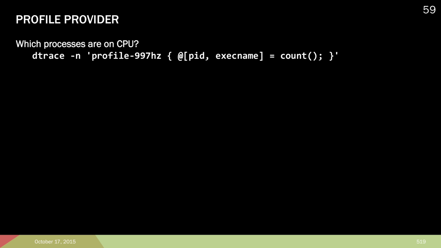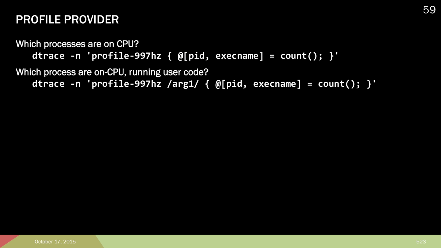What processes are on CPU? Profiling at 997 Hz will count every function called by process ID and name. Which processes are on CPU running user code? When profile's arg1 variable is not 0, we're on CPU in user space. Here we're using arg1 as a predicate. Otherwise, this is the same as the first.